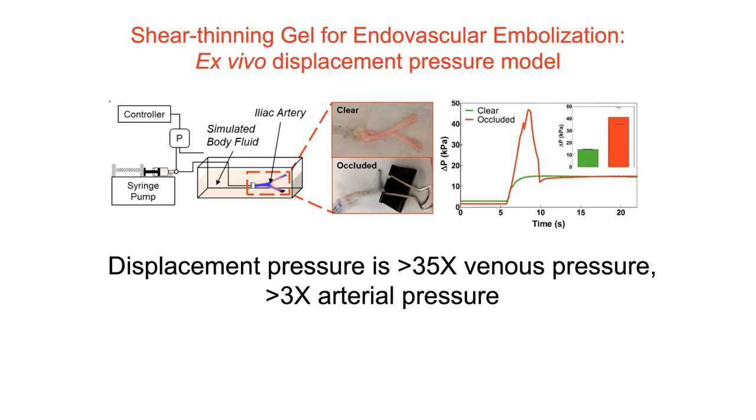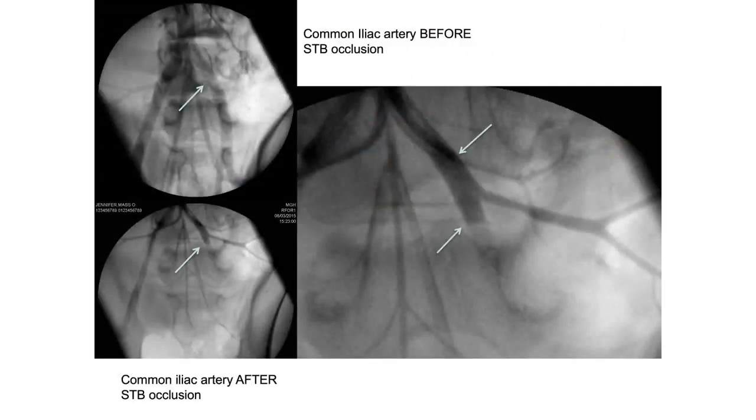So they can be engineered to actually have very strong mechanical properties once they're inside the blood vessel. Of course, ex vivo experiments are not sufficient, and we did a lot of large animal models. In this case, these are porcine models, where we tried to look at different types of embolization processes.